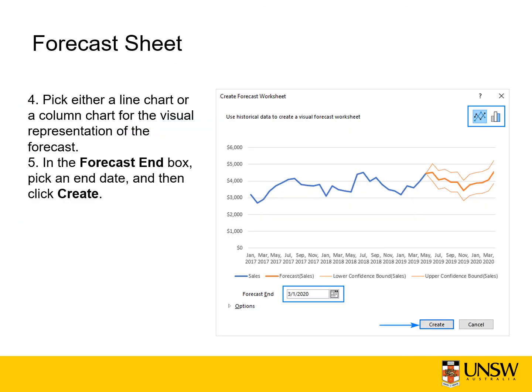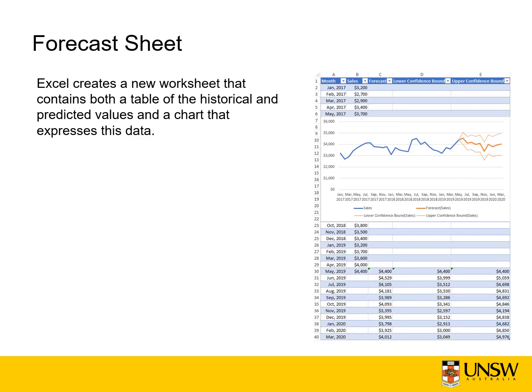After selecting the desired options, including forecast date and chart type, click the Create button. Excel creates a new sheet containing a table with your original and predicted values, as well as a chart that visually represents this data. Watch the forecast sheet demo in the next slide.